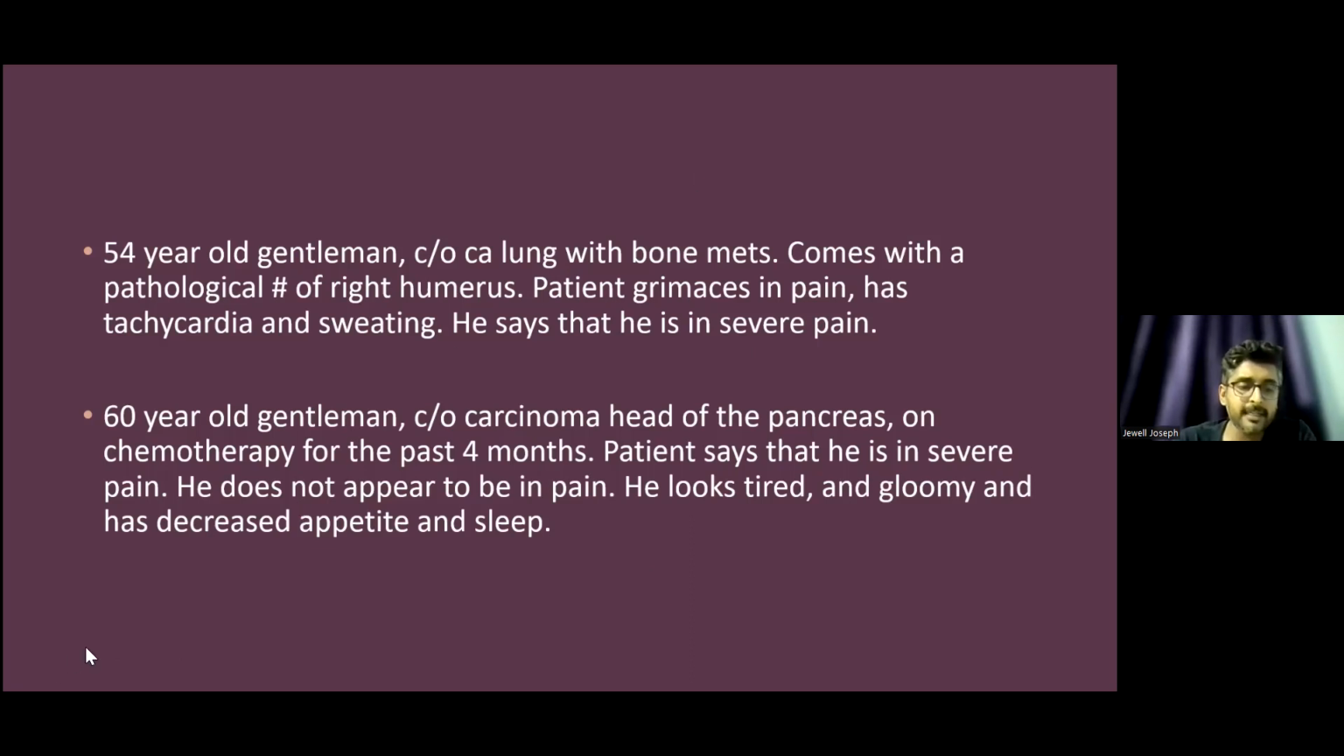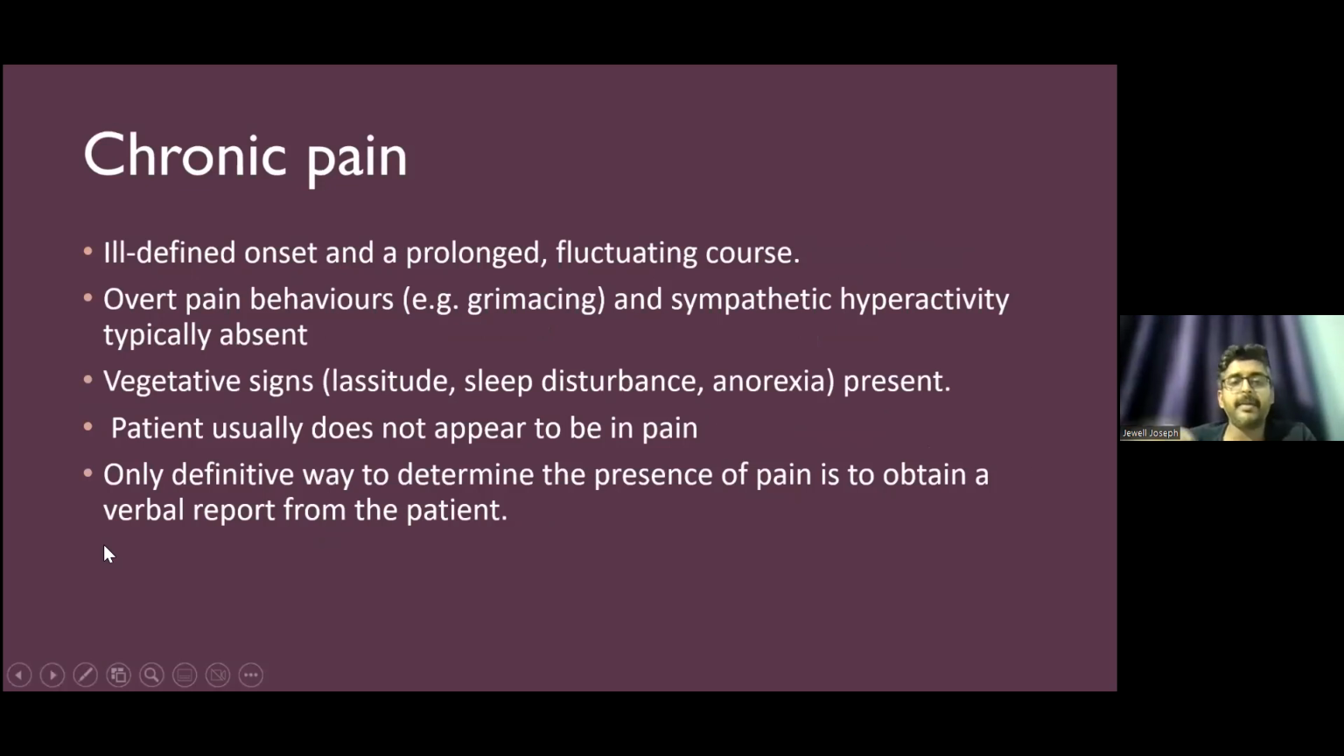I just wanted to highlight this point. In this context, I would like to differentiate between acute pain and chronic pain. Acute pain is something that we have all experienced in our life, suddenly, if there is a fracture or a trauma. There are certain clinical features that we usually attribute to severe pain: the patient can be tachycardic, may be grimacing, there may be sweating. But in chronic pain, the situation is a little bit different. Especially in our patients, chronic pain is a very important thing. Chronic pain has an ill-defined onset and a prolonged fluctuating course. Overt pain behaviors like grimacing and sympathetic hyperactivity are typically absent.